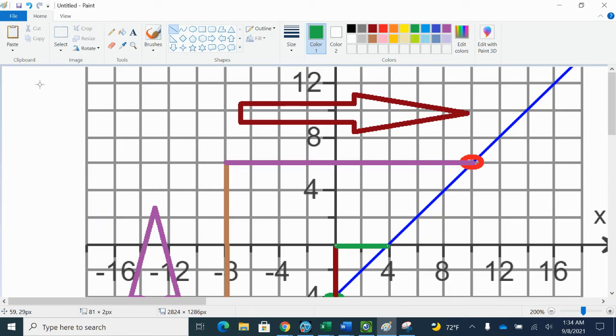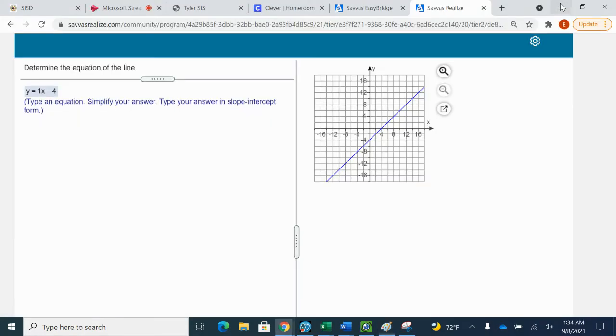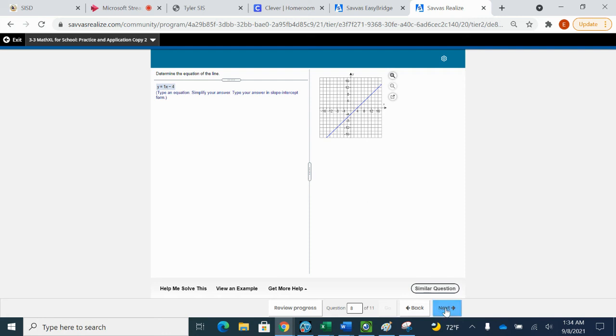So again, notice how the slope would have simplified to the same anyway. Now again, be very careful here. I just realized I was counting by 2's. I was counting by 1, so be careful on your graph. Make sure you guys are actually counting the spaces. All right, there it is.